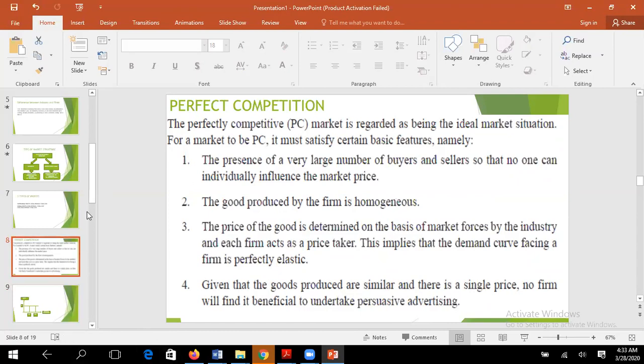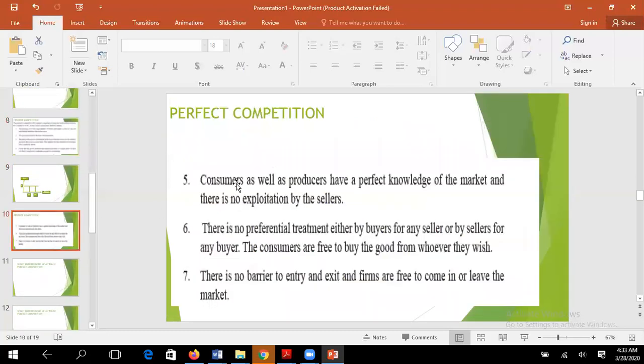So we also have other characteristics. Consumers have perfect knowledge. That means they know who can sell at what price, who can sell what product. Producers as well know who is a consumer. There is no preferential treatment either by buyers for any seller or by sellers for any buyer. No preference, because if I give a preference to my cousin, that is not perfect competition. The consumers are free to choose to buy from whoever they wish, because everyone sells at the same price and the same product.